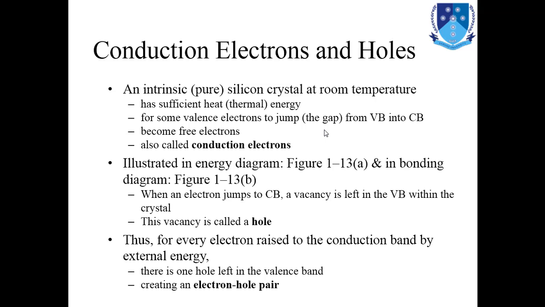Here, when an electron jumps to the conduction band, a vacancy is left in the valence band within the crystal, and this vacancy is called a hole. Thus, for every electron raised to the conduction band from the valence band by means of some external energy, there is one hole left in the valence band, and that electron and its vacancy, which is termed a hole, create an electron-hole pair.